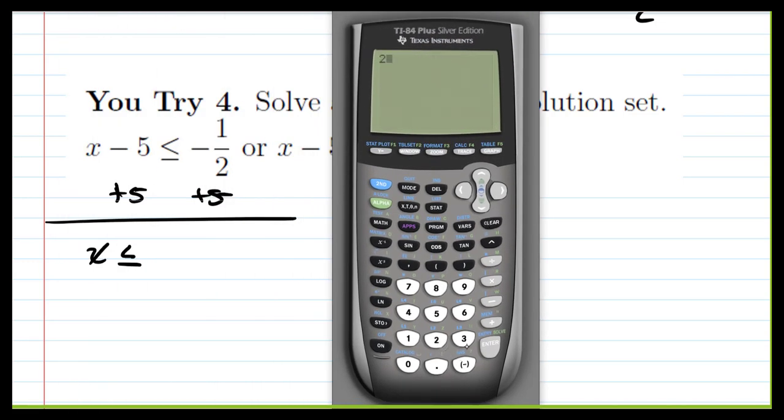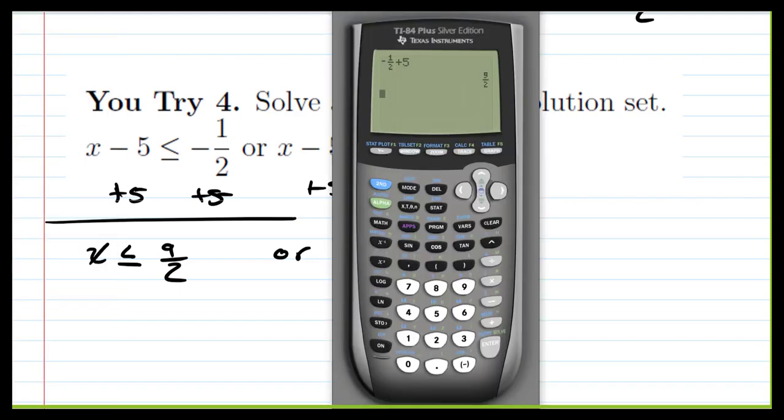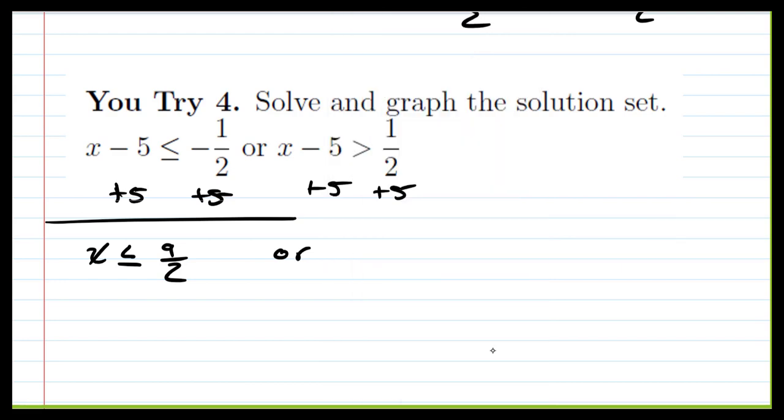So we go negative 1/2, and then we would add to it 5, and that gives us 9 over 2. Or, and then we do the same thing, we're going to add 5 and add 5. So then this time we would do our positive 1/2 plus 5, and we'll get 11/2.